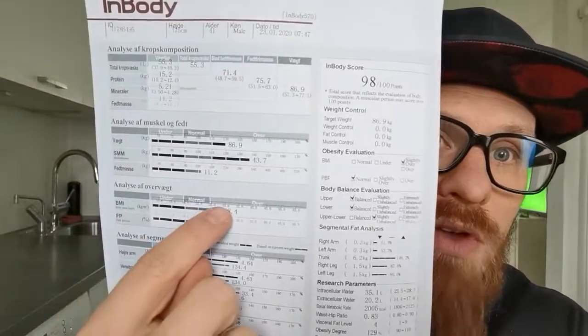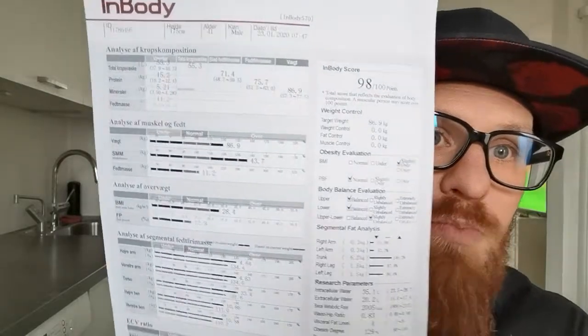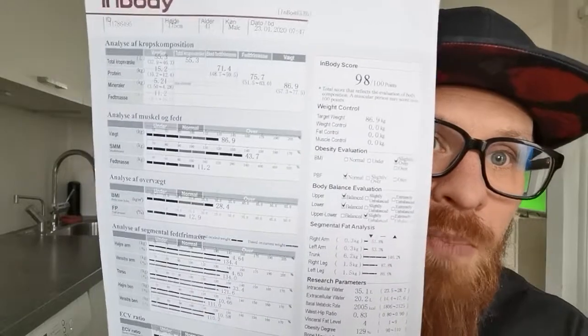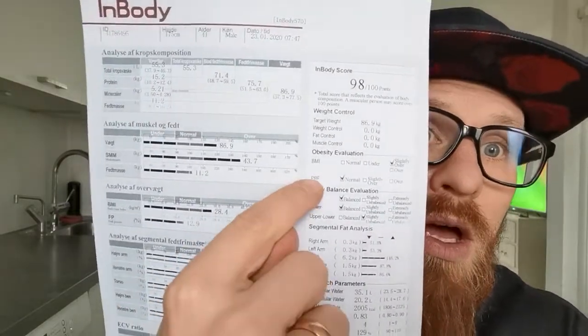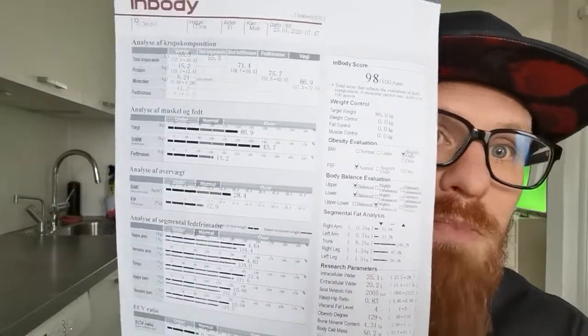As you can see, I've got a body mass index of 28.4, which is pretty high. So over here it says, yeah, that's pretty high, Leon. It's slightly over what it should be. But my percentage of body fat is normal. It's in the middle. It's where it should be.